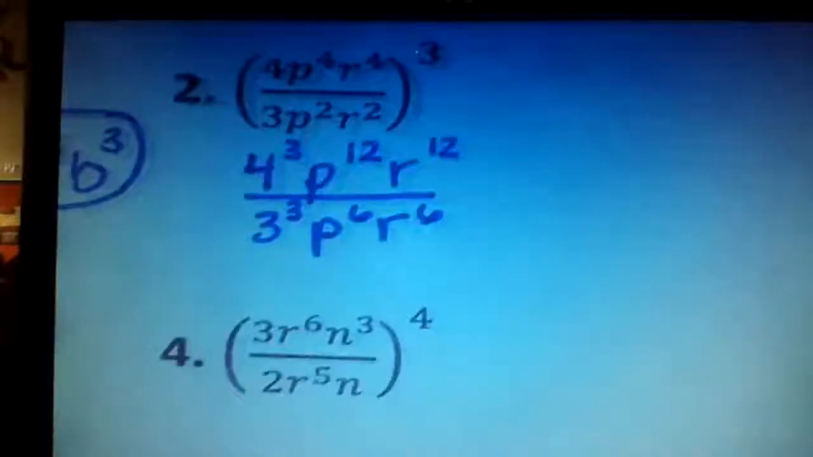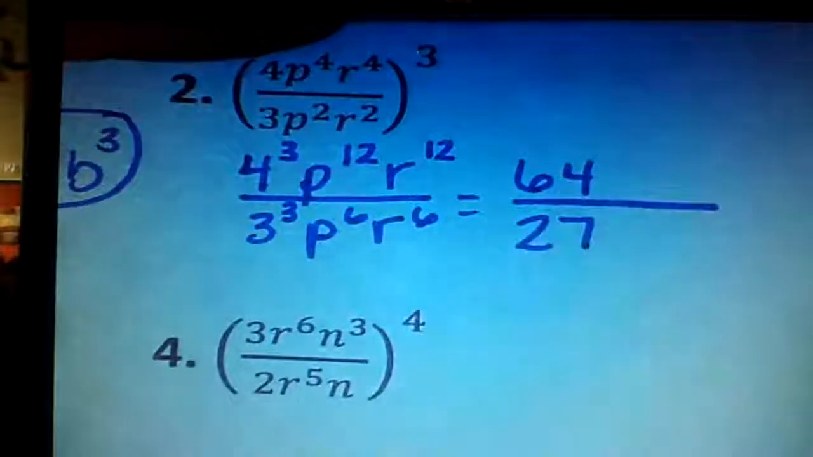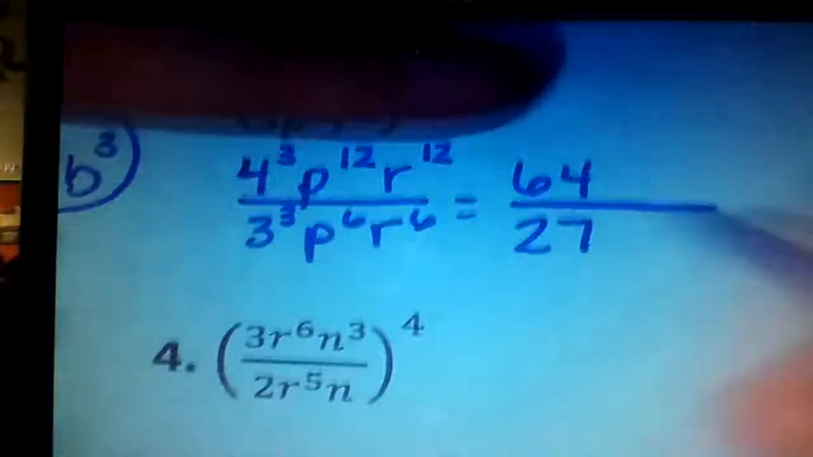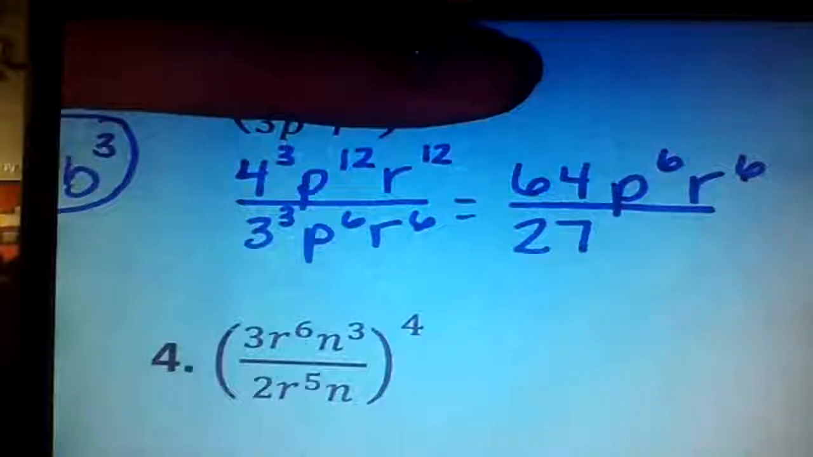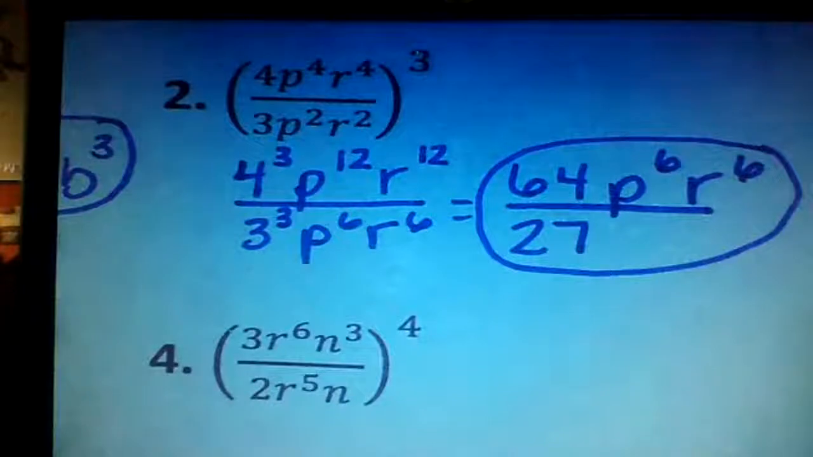So now, what is 4 to the 3rd? 64. What is 3 to the 3rd? 27. What happens when I have 12 p's on the top and only 6 on the bottom? The bottom one goes, p to the 6th, and r to the 6th. There it is, my friends. Not that bad. Great.